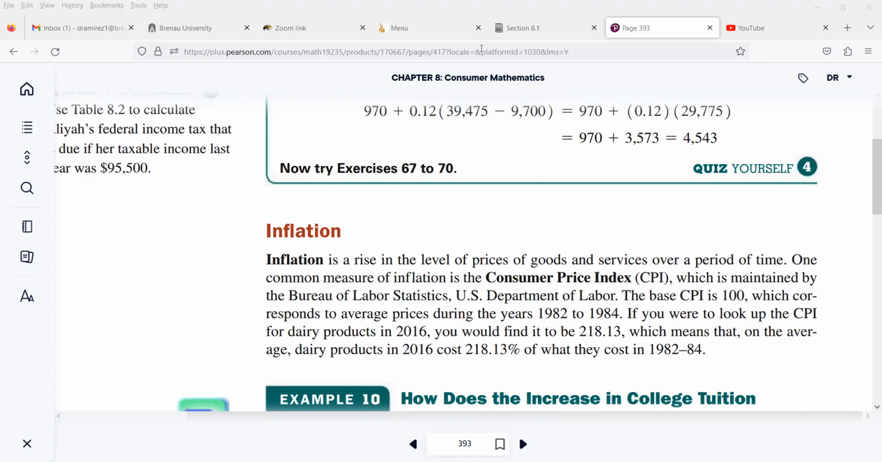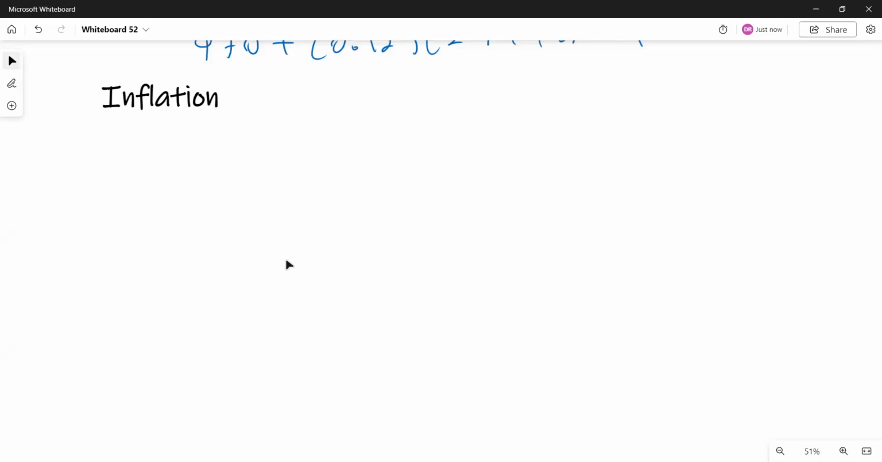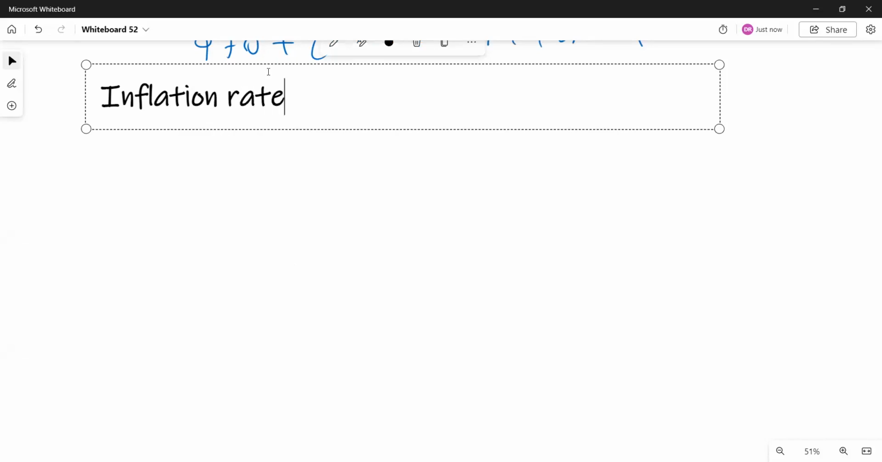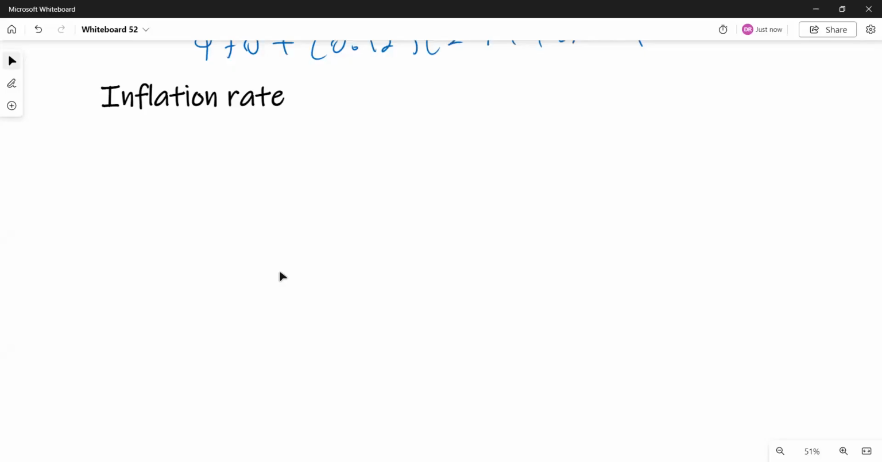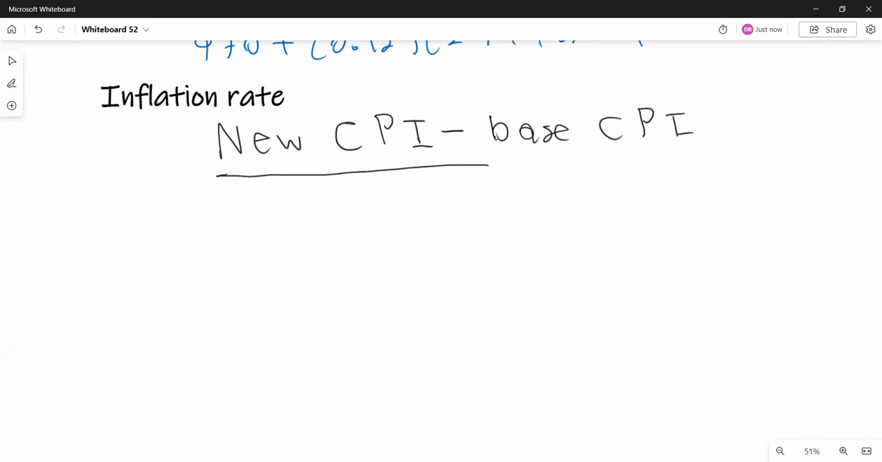So the inflation rate is also a percent of change. This is the new consumer price index minus the base consumer price index over the base consumer price index.